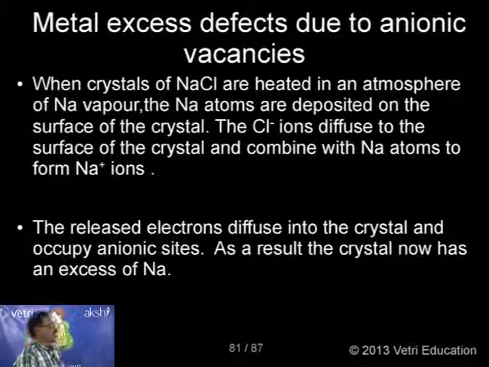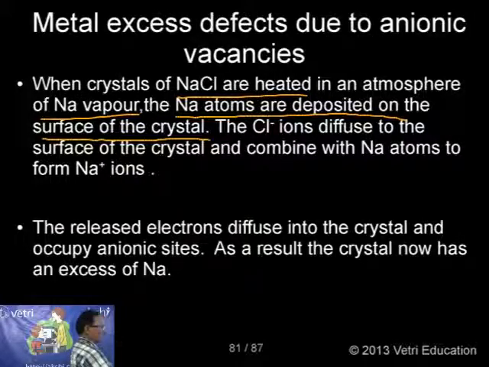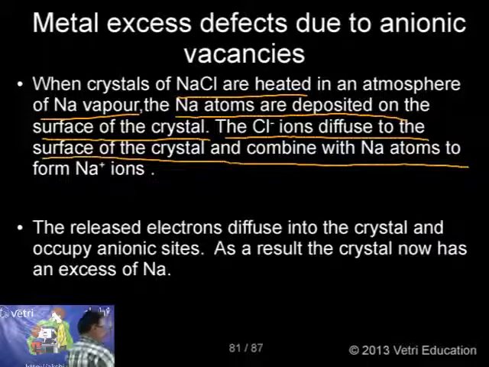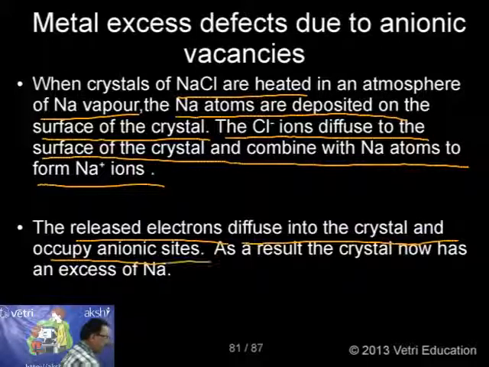Now, when crystals of sodium chloride are heated in an atmosphere of sodium vapor, sodium atoms are deposited on the surface of the crystal. The chloride ion diffuses to the surface of the crystal and combines with the sodium atom to form sodium chloride. When they combine, electrons are released. The released electron diffuses into the crystal and occupies anionic sites. Wherever there is an anion missing, the negative charge goes there. As a result, the crystal now has an excess of sodium.